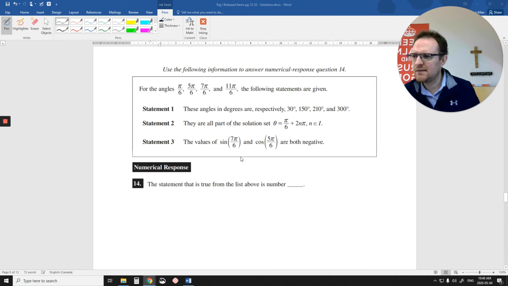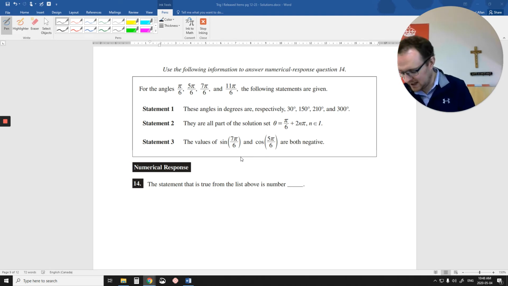Okay, so we have these angles, pi over 6, 5 pi over 6, 7 pi over 6, and 11 pi over 6. That's a lot of angles. Are they all part of this solution set here? Like, I'm just looking at number 2 here. First of all, let's look at the top one there. Only one of these statements is true. Are they 30, 150, 210, and 300? I don't like that 300 there.